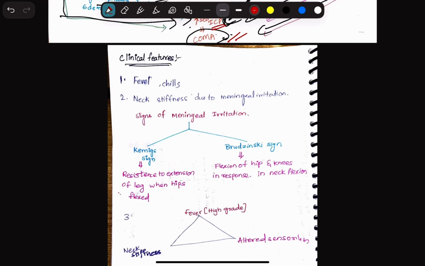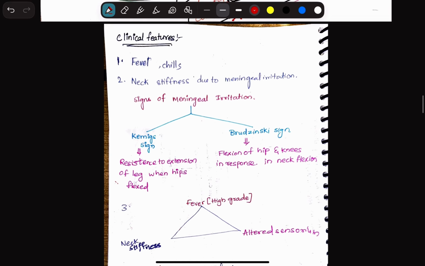We have already discussed the pathogenesis, etiology and introduction of pyogenic meningitis in our previous video, right? So now let us discuss the clinical features, investigations and the treatment part in this video. Let us start with clinical features.